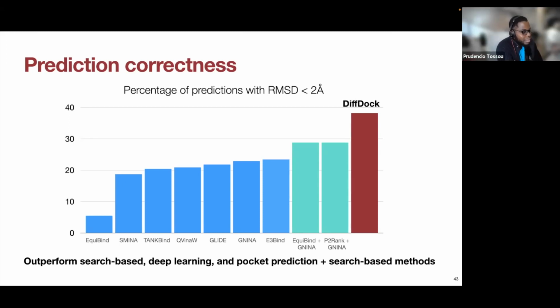I have one question, guys. Have you investigated the use of DiffDock for covalent binders?